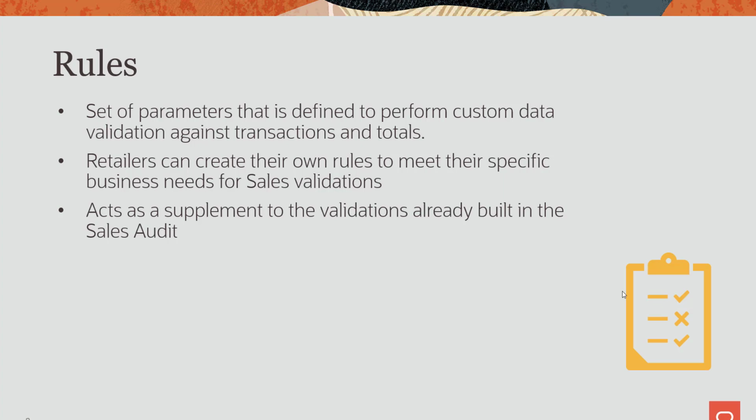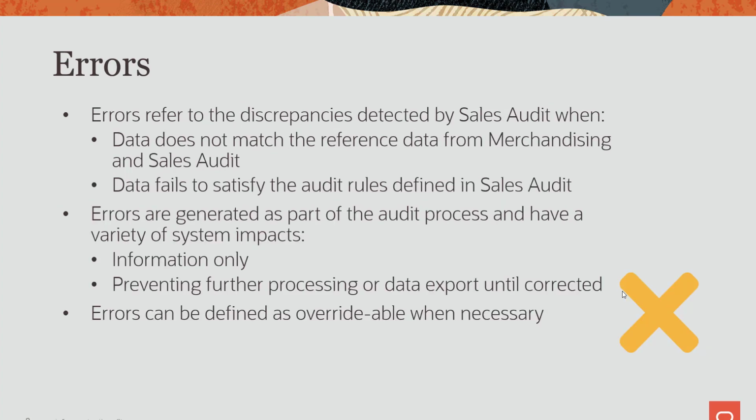An example of a custom rule might be to review individual sales transactions that are greater than $1,000. Or another example might be to flag return transactions where 20 or more items are being returned. Errors refer to the discrepancies identified by Sales Audit when there is a mismatch between the data imported into Sales Audit and the foundation data extracted from merchandising and Sales Audit tables. Errors are also displayed when the data fails to satisfy the audit rules defined in Sales Audit.